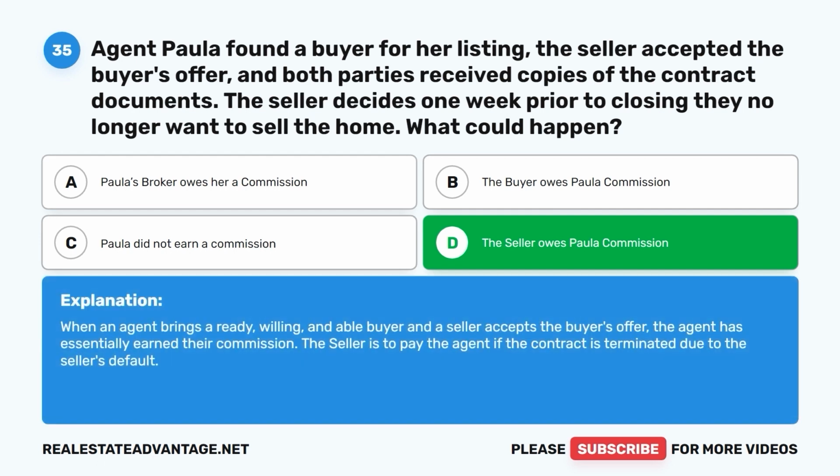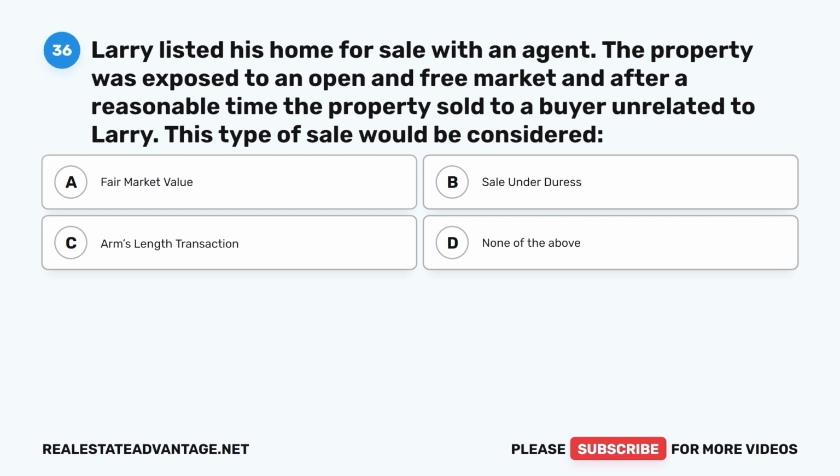When an agent brings a ready, willing, and able buyer and a seller accepts the buyer's offer, the agent has essentially earned their commission. The seller is to pay the agent if the contract is terminated due to the seller's default. Question 36. Larry listed his home for sale with an agent.